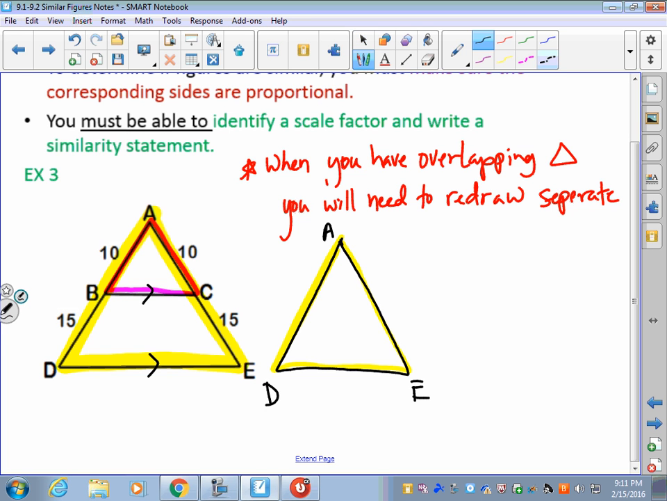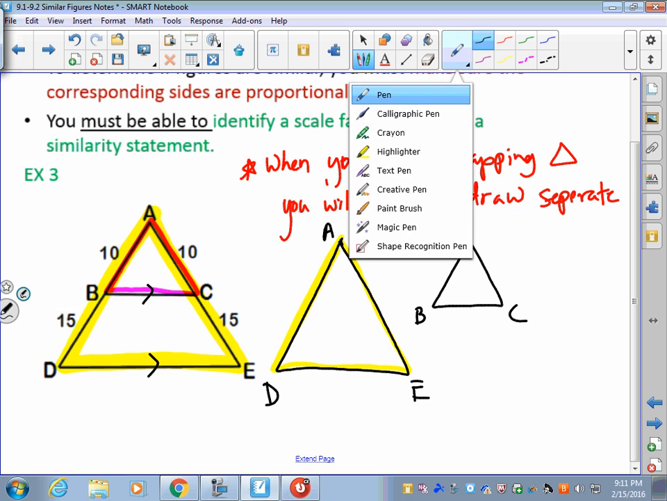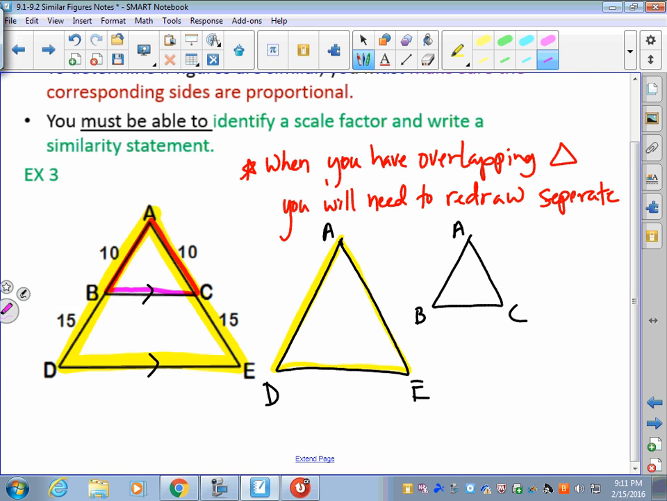Alright, so I'm going to redraw my small one. It's not very accurate, but it's just a sketch. And yeah, A, B, C. There we go. Alright, now, first thing I hope you notice is the reason why this is overlapping is because they share this vertex angle, this top angle here, A.